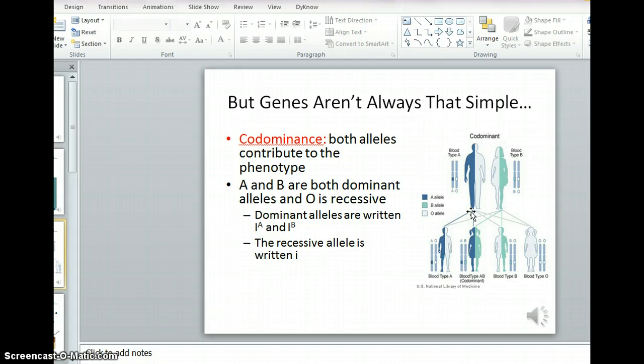Codominant genes are written a little strangely. The dominant allele is given a capital letter. In the case of blood type, this capital letter is I. Don't ask why. Each of the dominant varieties is written with a superscript capital letter, like the A and B on the capital I allele. The recessive allele is written as a little i.